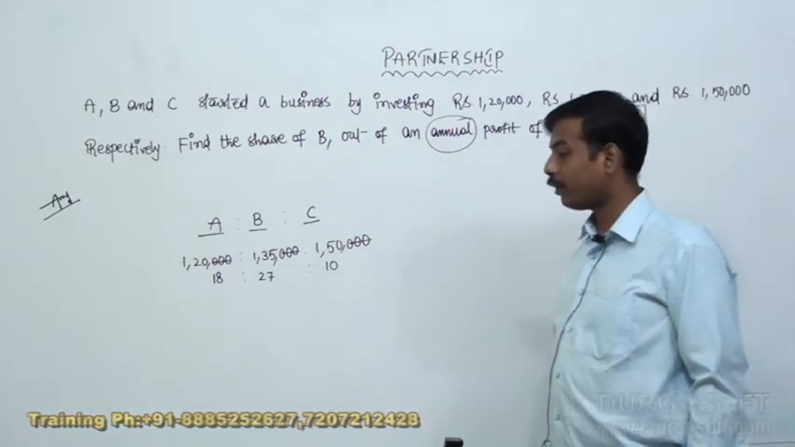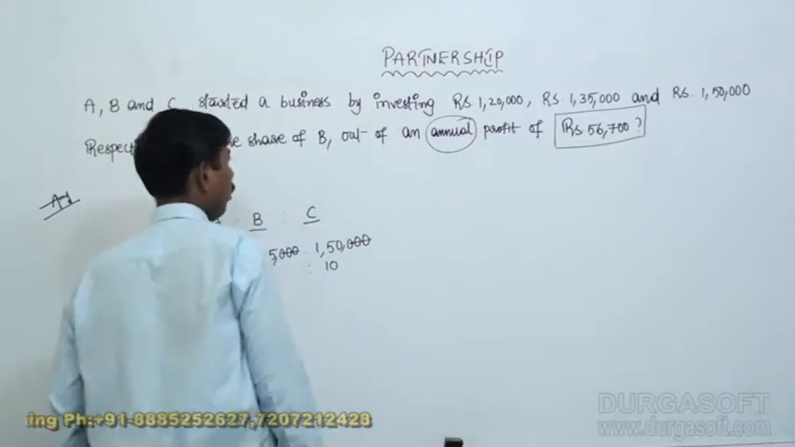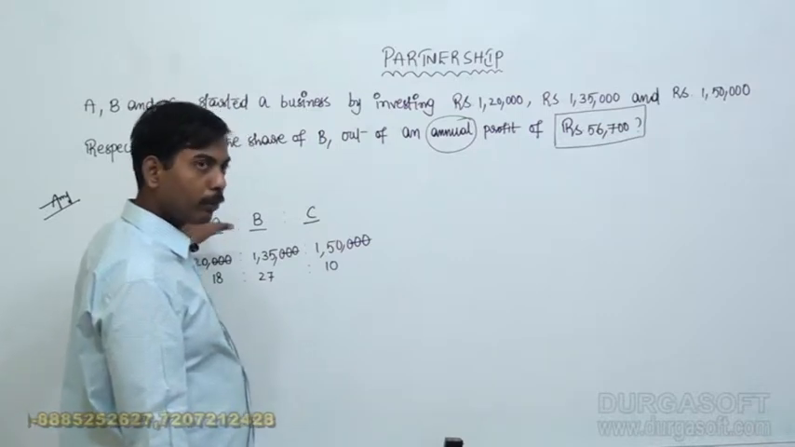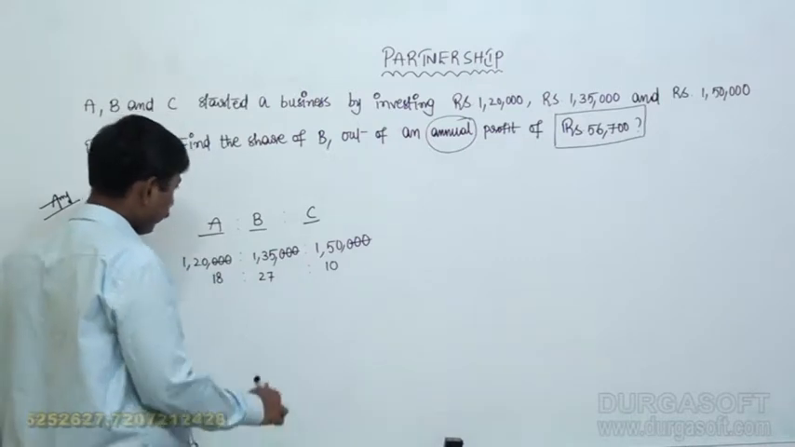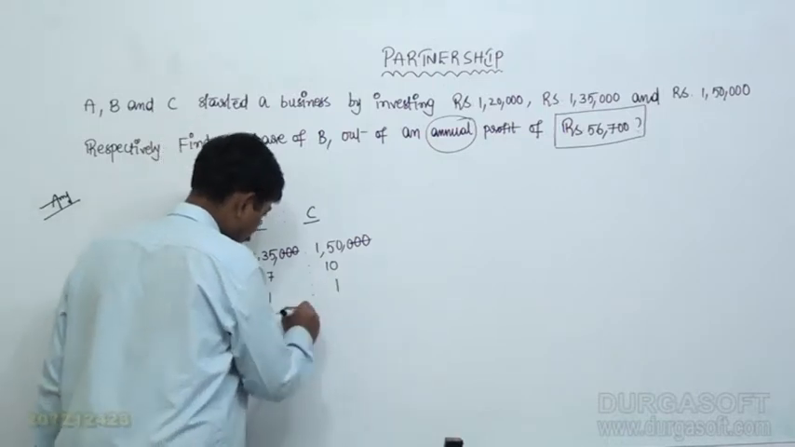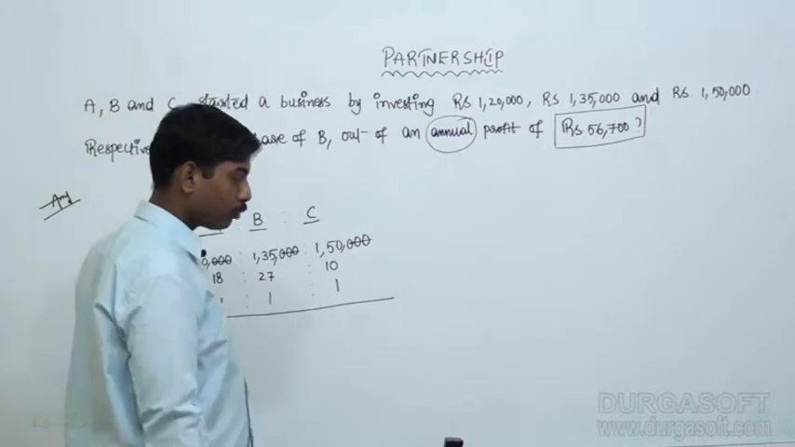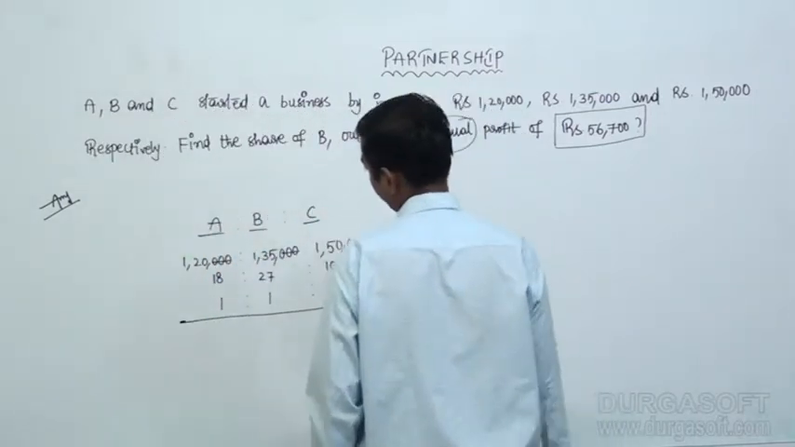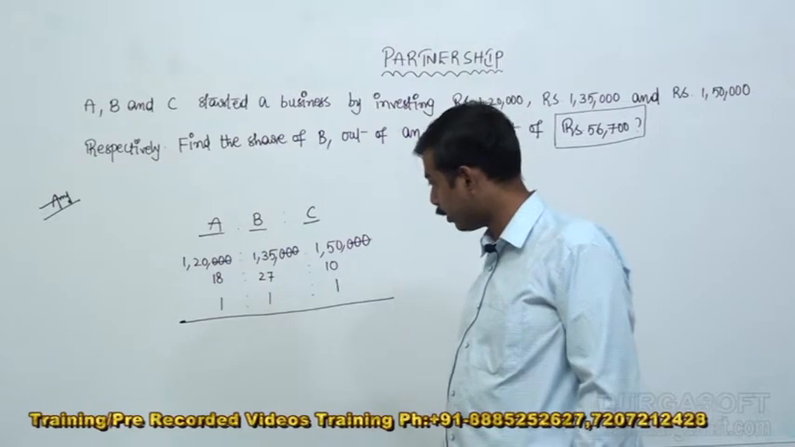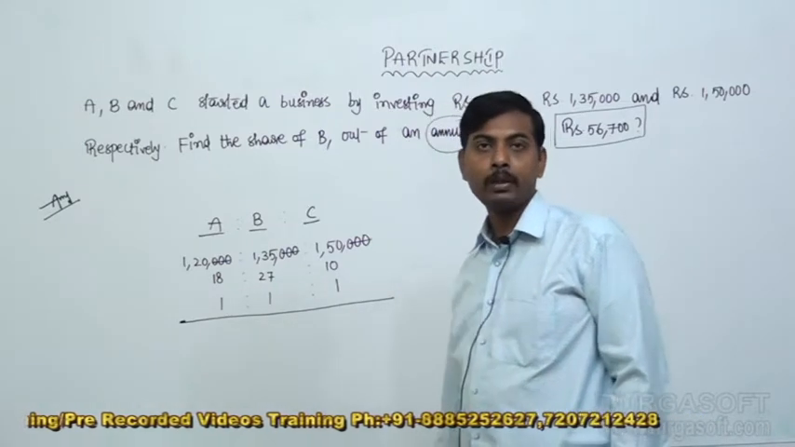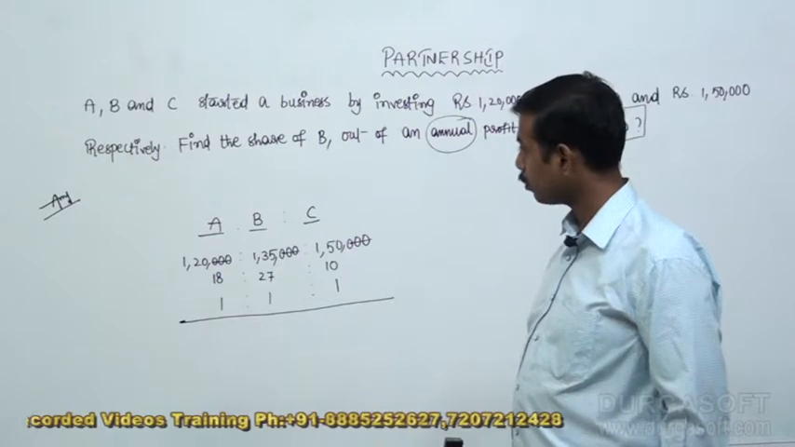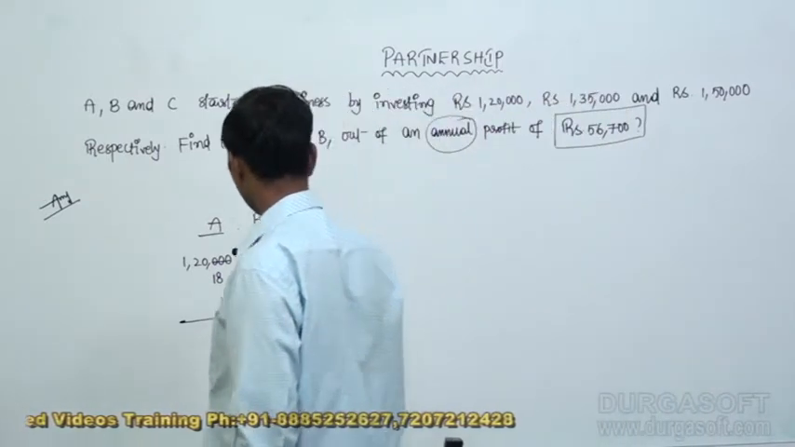Very good. Definitely at the end of the year means till the end of the year these three people have kept their investment in the business. So the time period of A is 1 year, B also invested up to 1 year, and C also till 1 year. The investment ratio of A, B and C we know is 18:27:10, and the time period ratio is 1:1:1.